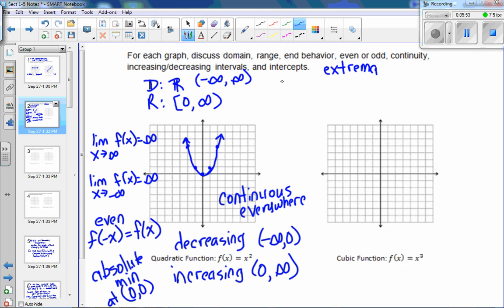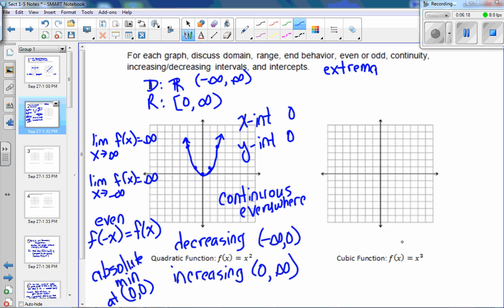And the last thing would be the intercepts. The x-intercept is 0, and the y-intercept is 0, where it crosses the x-axis, where it crosses the y-axis. So that's a lot of information I'm asking you to include. You might be able to do it more organized than that. But I'm going to go on to the next function.